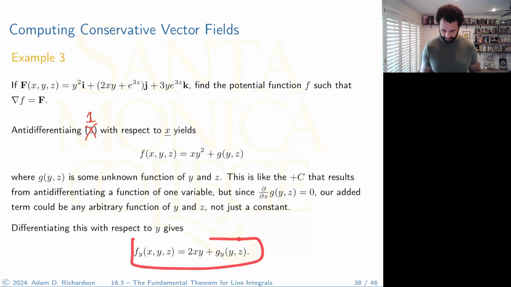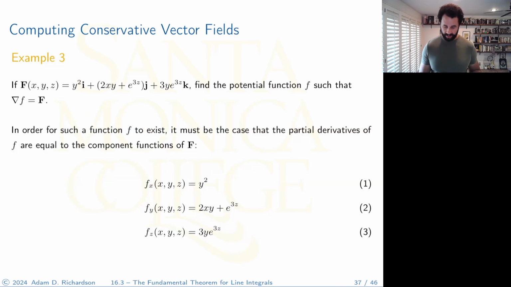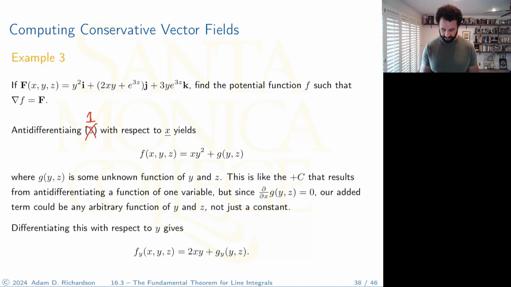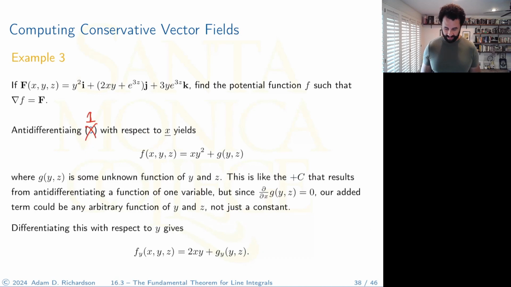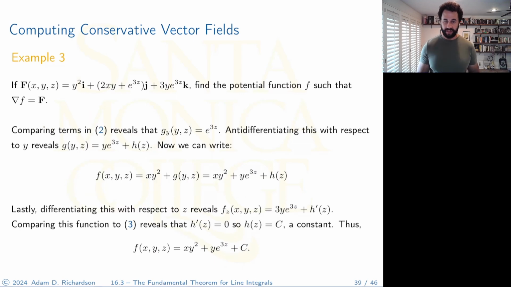So kind of hold this in your mind for a minute, and I'm gonna flash backward again. This is what f sub y has to look like, and this is also what f sub y has to look like. So just comparing the terms here, right? 2xy, 2xy, g sub y, g sub y. This tells us immediately that the partial derivative of g with respect to y has to be this. There we go. So those have to be equal to each other. And that's what I'm saying right here. Comparing the terms in equation 2, this has to be equal to e to the 3z.